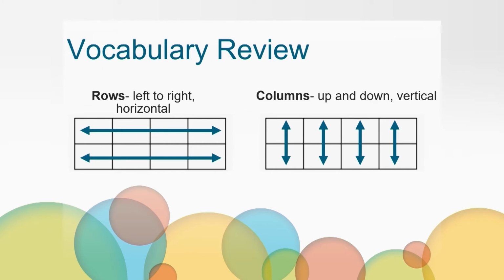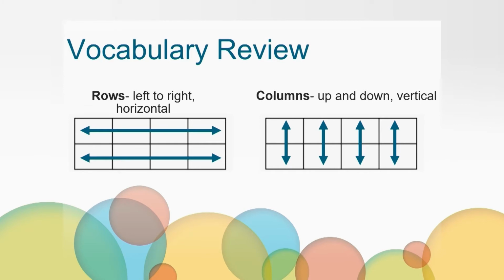Now, hold out your arm and move it to show which way the rows go. You should be moving your arm left and right. Now show me which way columns go. Are you moving your arm up and down? Great job!